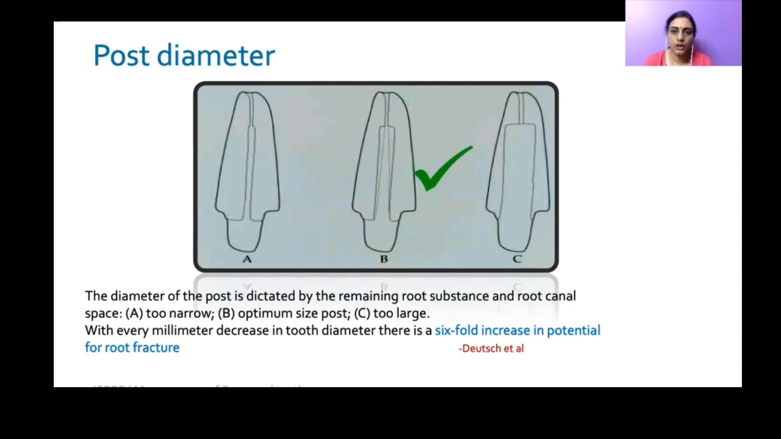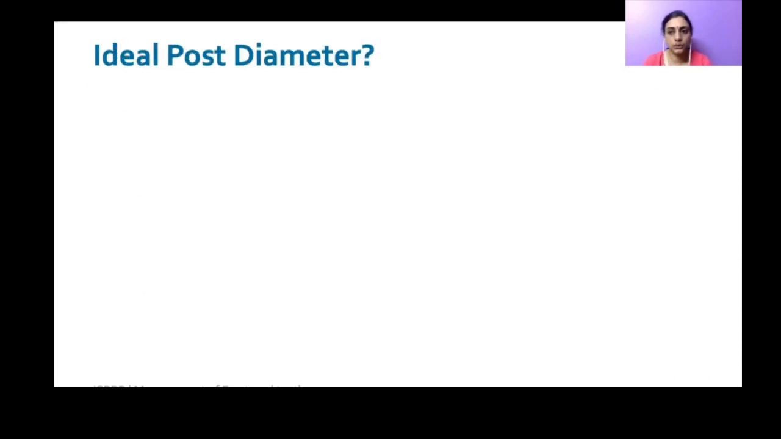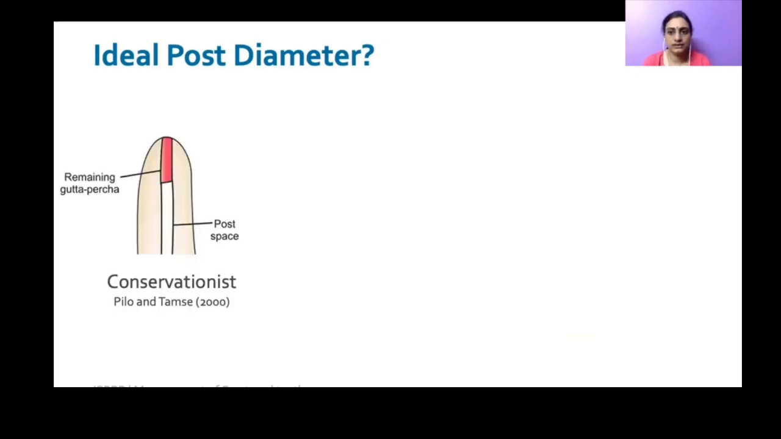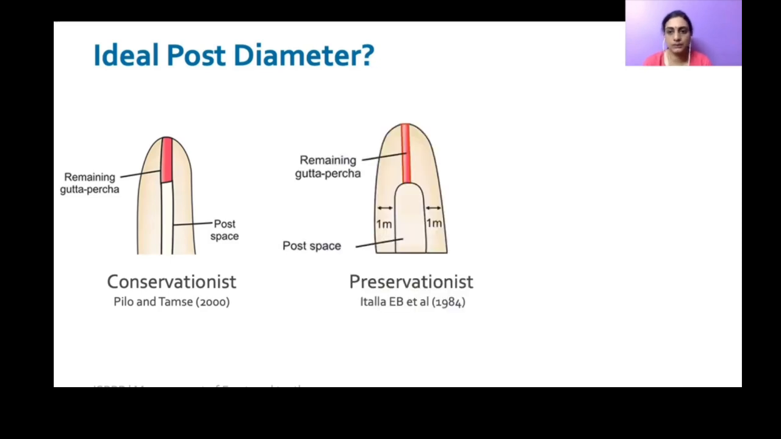Now, how do we decide which is the adequate post diameter? There are three principles which govern this decision. The first is the conservationist principle, which says minimal preparation of the root canal space. In cases of maxillary anteriors or canals which are very wide, this principle can be followed. This will result in minimal loss of dentin while maintaining adequate post diameter.